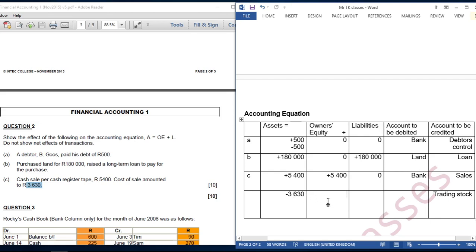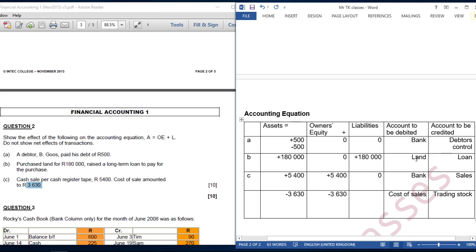The other account that is affected is the cost of sales account. How is this account affecting the owner's equity? Cost of sales is an expense account. Why? Because these goods that we have sold, we bought them at a certain price, and when you're buying, that's an expense. So what does an expense do? It decreases owner's equity. Which account is going to be debited? Cost of sales.